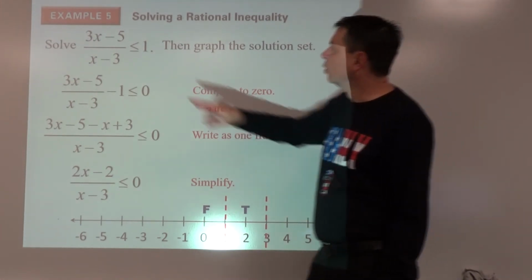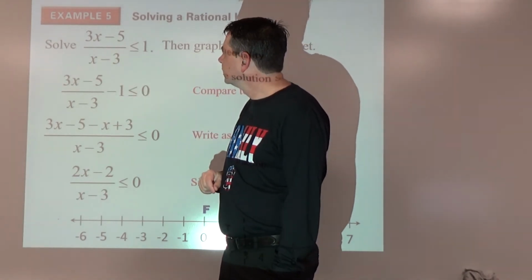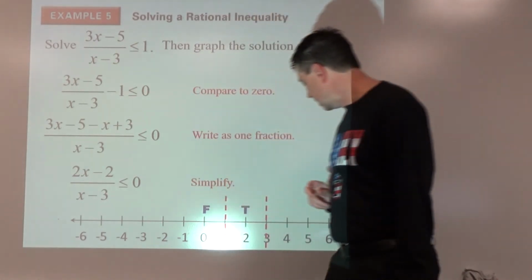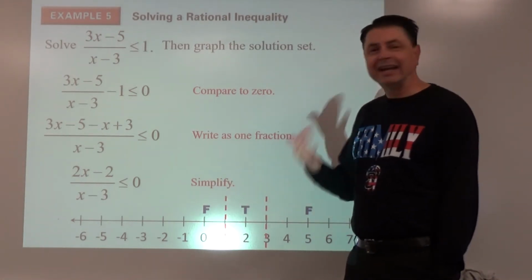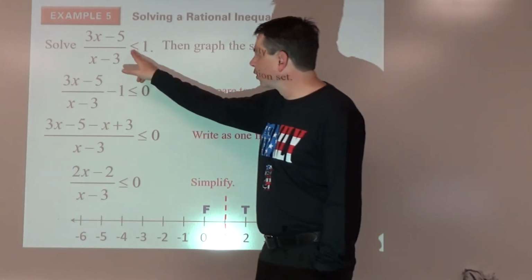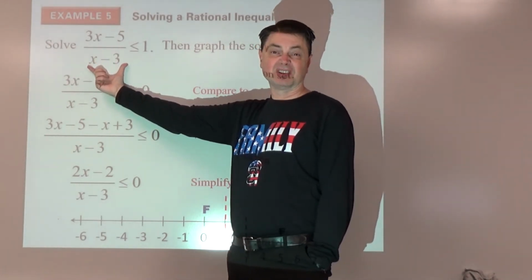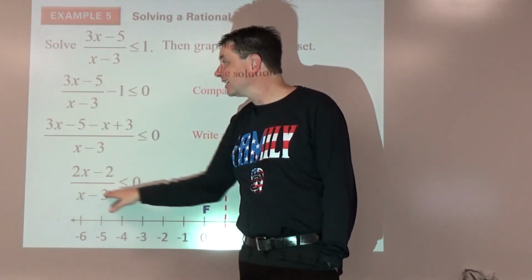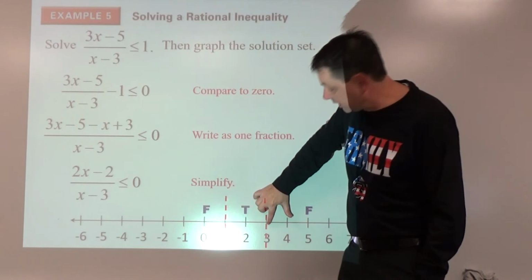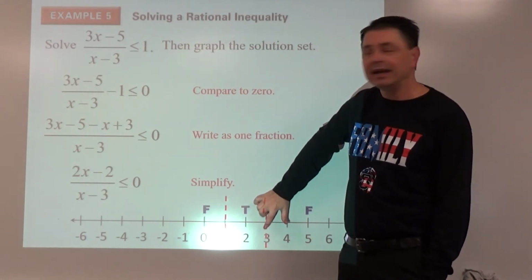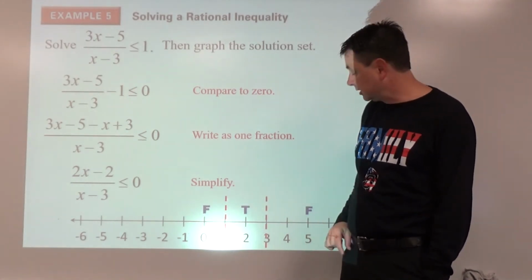If we try something like 4, we would get 7 divided by 1 is 7. Is that less than or equal to 1? It is not. False. And so here we are. Now we've got to be a little bit more careful here. It does say "or equal to," which is going to imply brackets, but we also have division in this problem. We're not allowed to divide by 0. So any critical number that came from the denominator, that would be 3, cannot have a bracket. It cannot be 3. That would cause us to divide by 0. So that's going to have to be a parenthesis there.